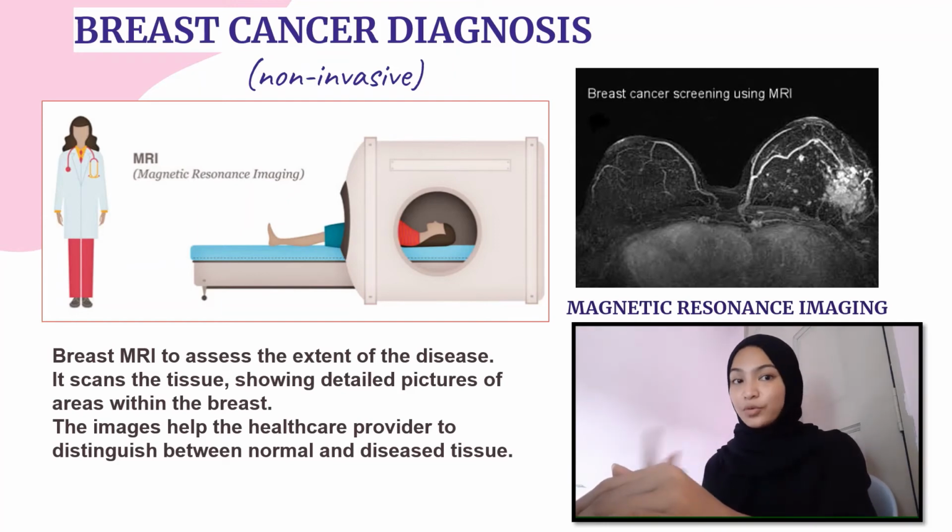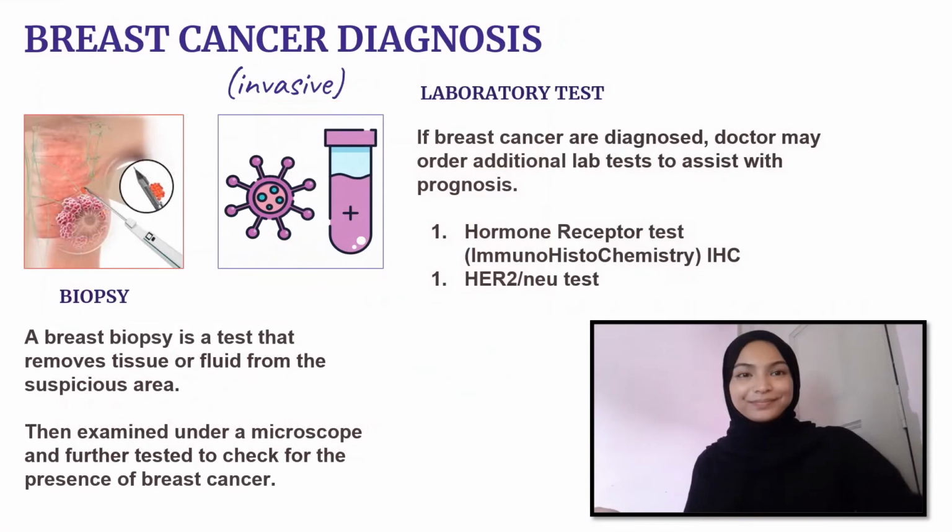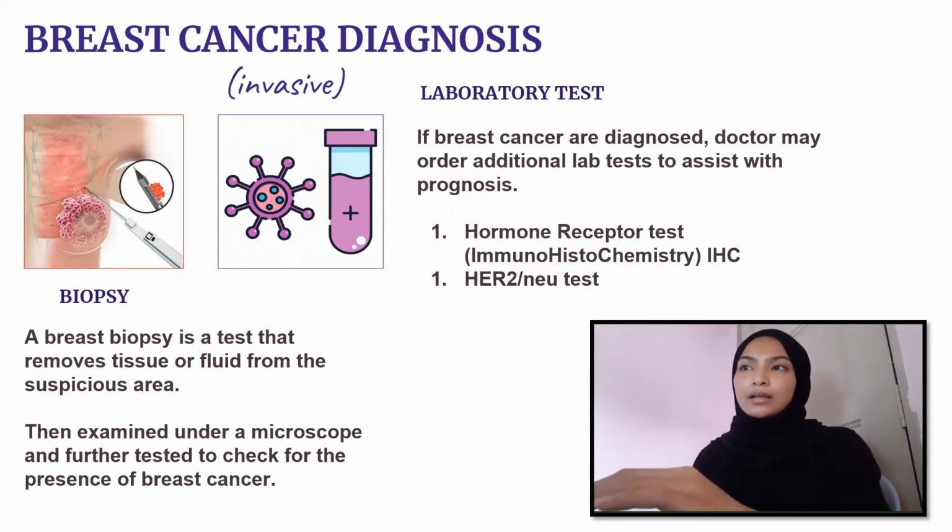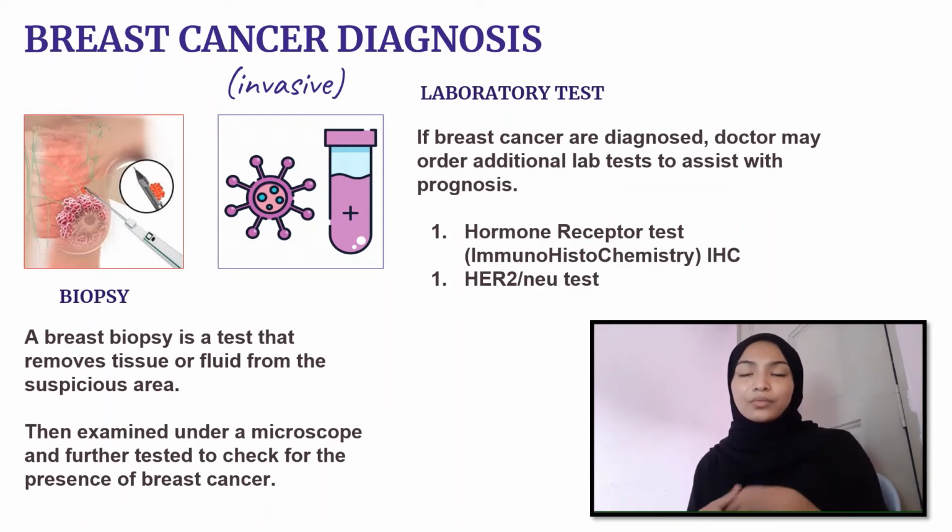Let's proceed with the invasive procedure. Invasive means there will be a little bit of wounds involved. So firstly, biopsy. A breast biopsy is a test that collects samples by removing tissue or fluid from the suspicious area. The samples are then examined under a microscope and further tested to check whether there is presence of breast cancer. A biopsy is the only diagnostic procedure that can definitively determine if the suspicious area is cancerous.